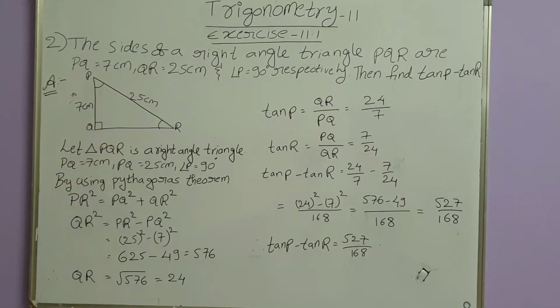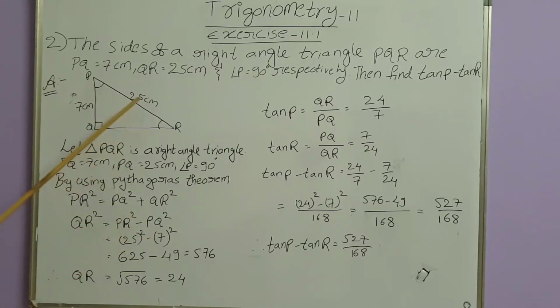How to find it? Using Pythagoras theorem. What is Pythagoras theorem? PR square is equal to PQ square plus QR square. Now we want QR square. QR square is equal to PR square minus PQ square, because the plus sign changes to minus when we take PQ square to this side.